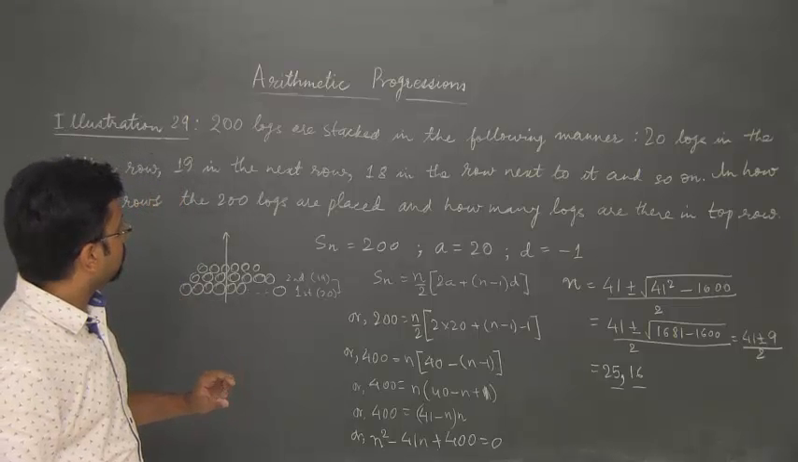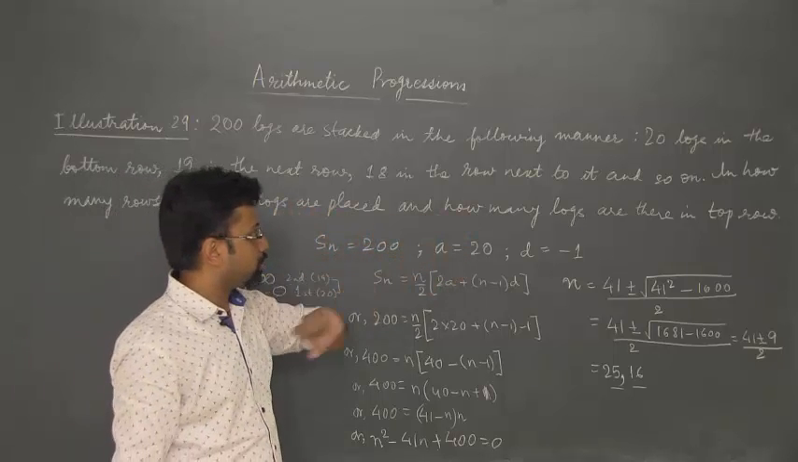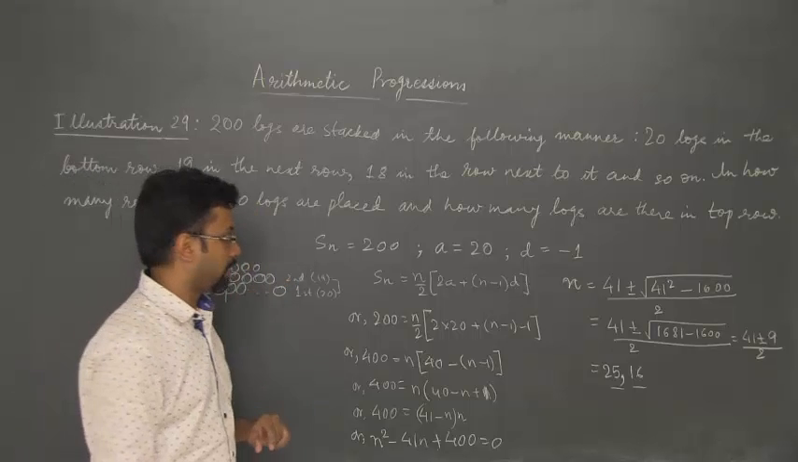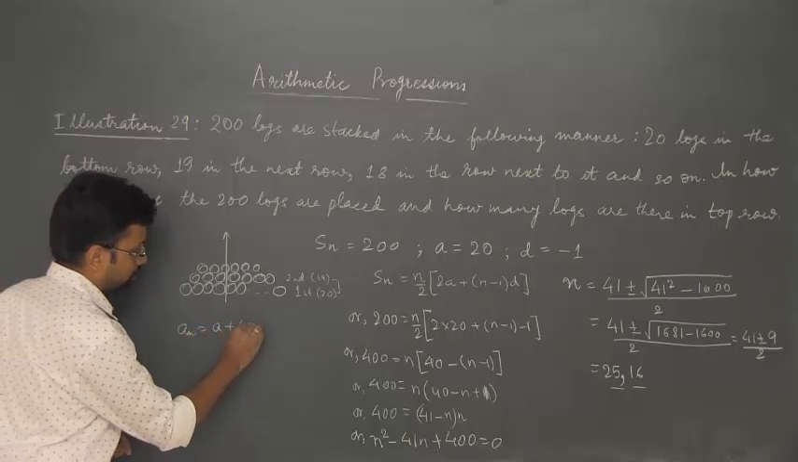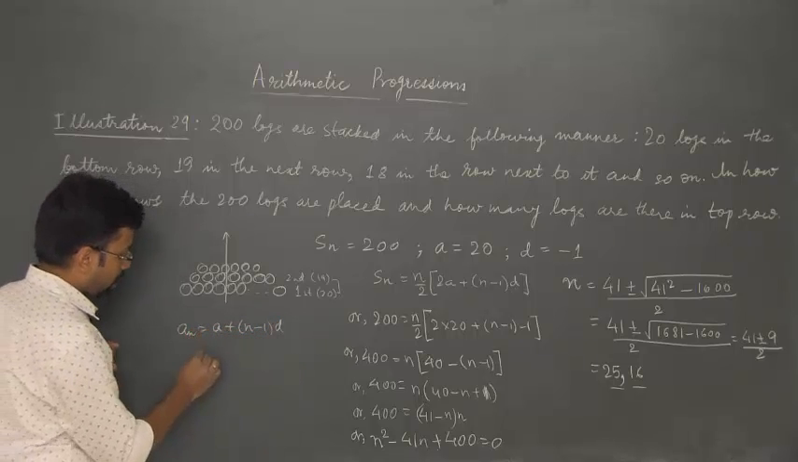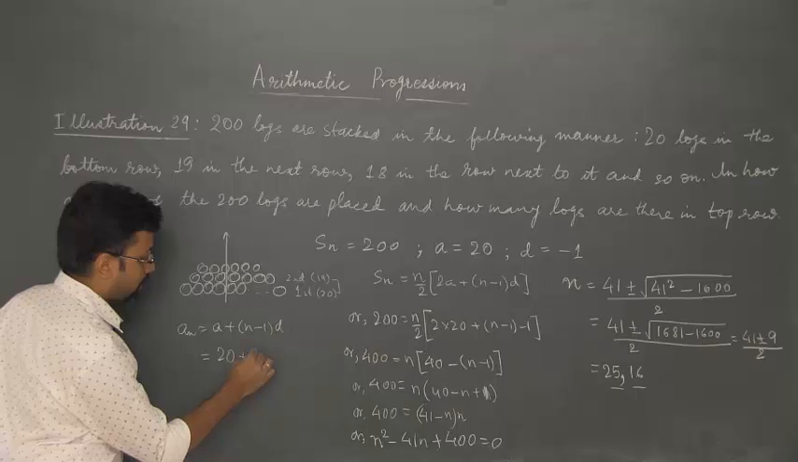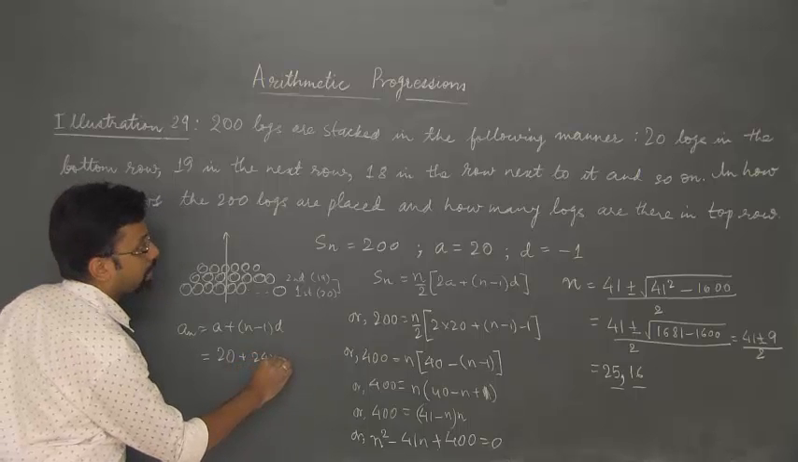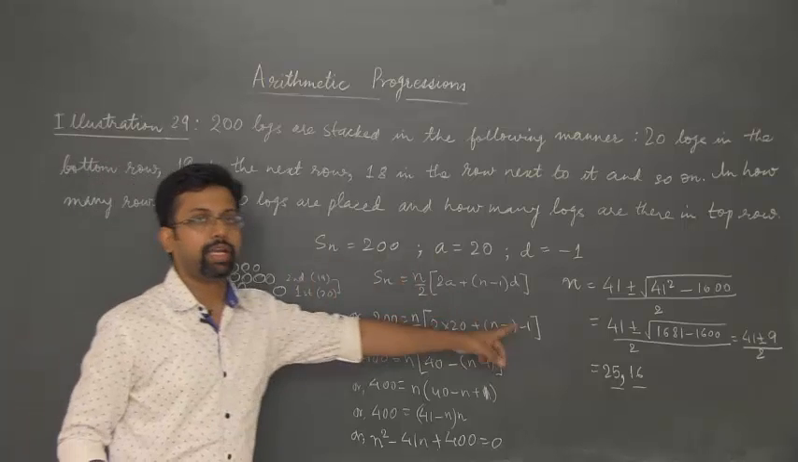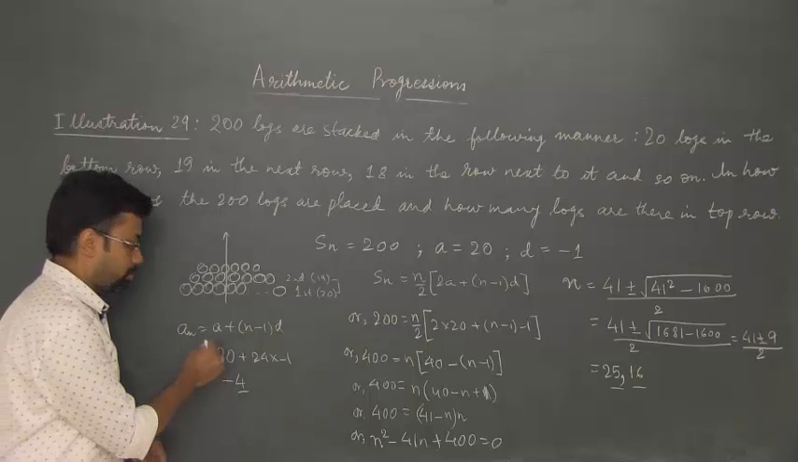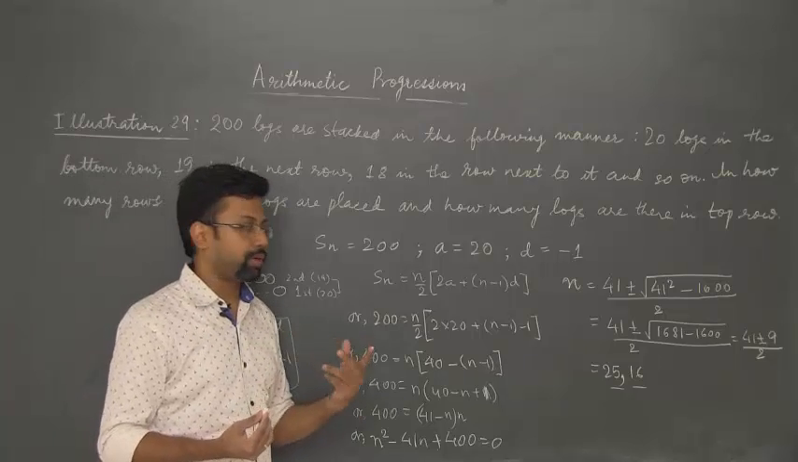Now, we have to find out how many logs are there in the top row. The top row would be the last row that we have. So the last row would be what? This is the last row, right? The first row will have 20. If 25 is the value of n, we get 24 into minus 1, which is equal to minus 4. Hence, the value of n equal to 25 will not be possible, because there has to be one value of n, but we have got two.